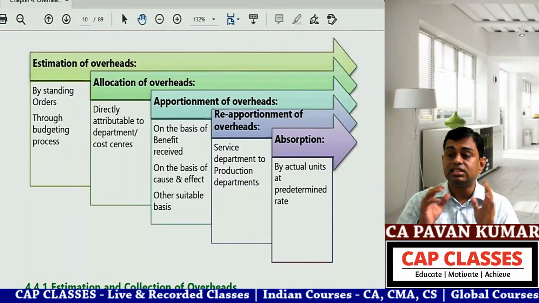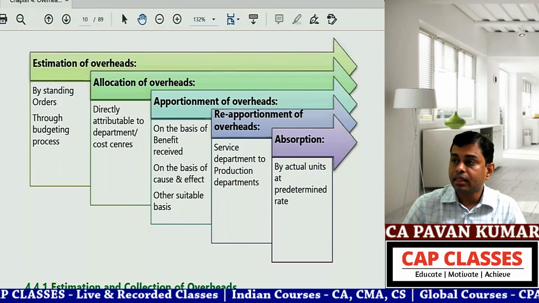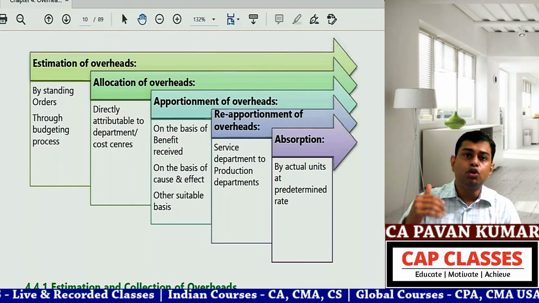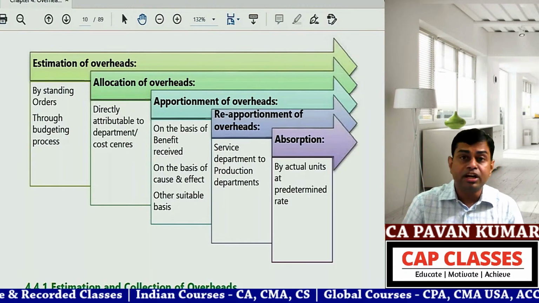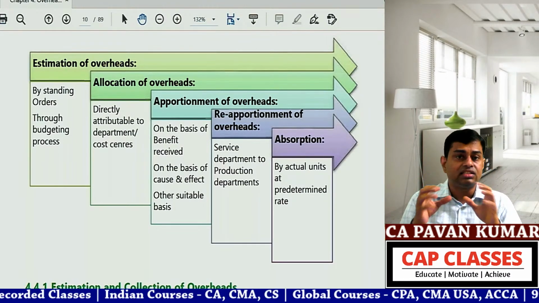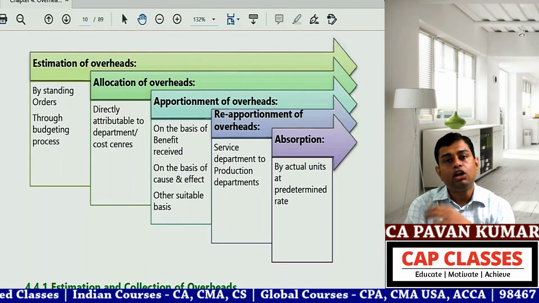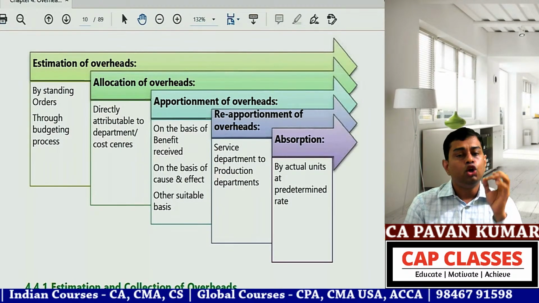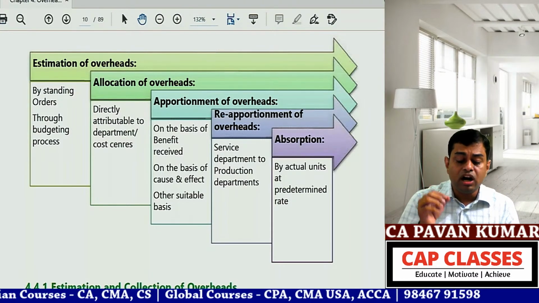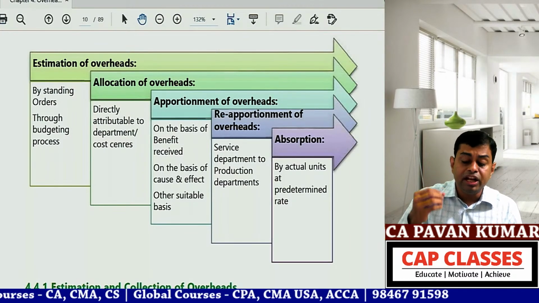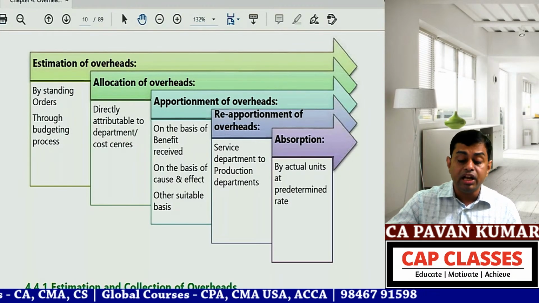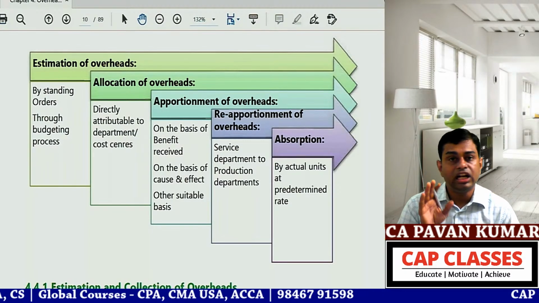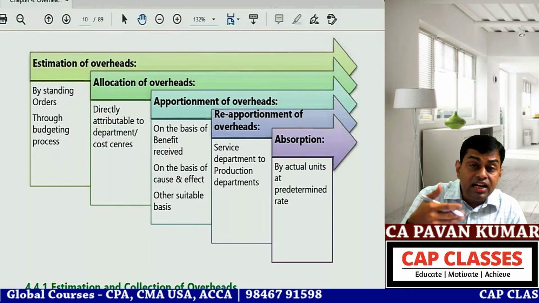Okay, now read this diagram. Let us move on to another very important aspect of overheads in the costing subject. Yesterday, do you remember, I clearly explained the meaning of allocation, apportionment, reapportionment and absorption. Those four we have discussed. We are continuing with that.